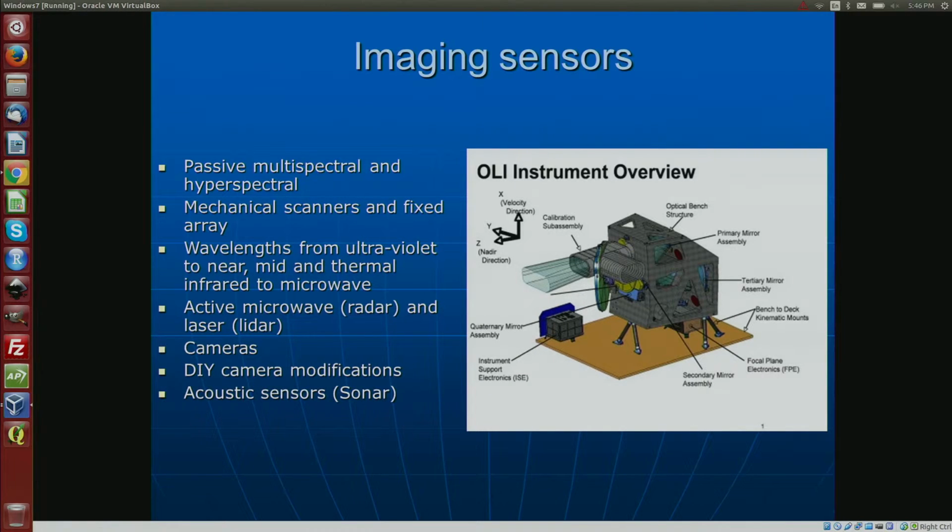As far as the imaging sensors, I always used to think they were kind of complex, but listening to some of the talks earlier, our image sensors are big and expensive, but they're really pretty simple. Just the multispectral, hyperspectral sensors, working mostly in the visible. We do a little bit of ultraviolet sensing, through the near-infrared, mid-infrared, thermal infrared, into the microwave part of the electromagnetic spectrum. Most of our sensors are passive, so they're using the sun basically for illumination. There are some active sensors, radar sensors, and LiDAR.